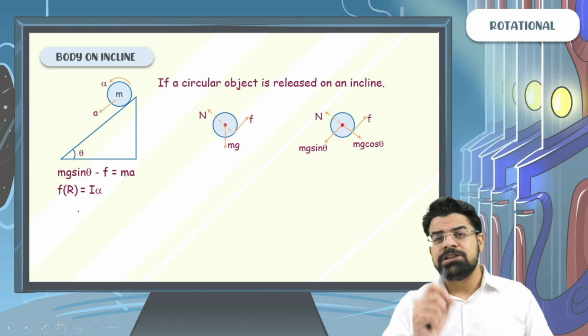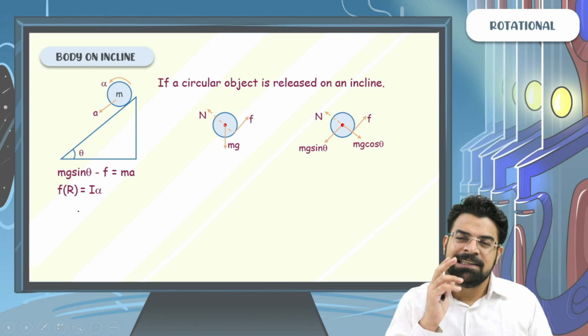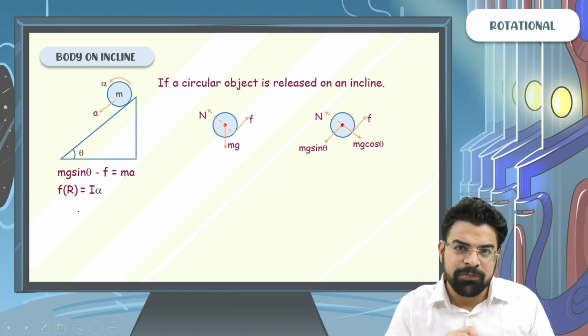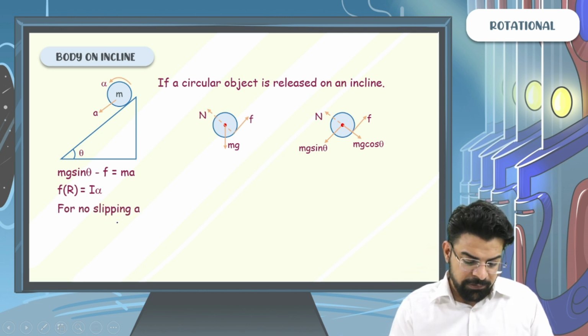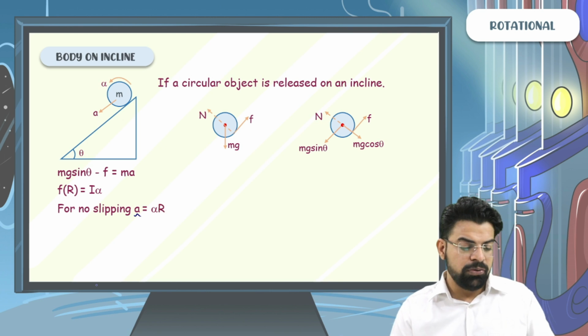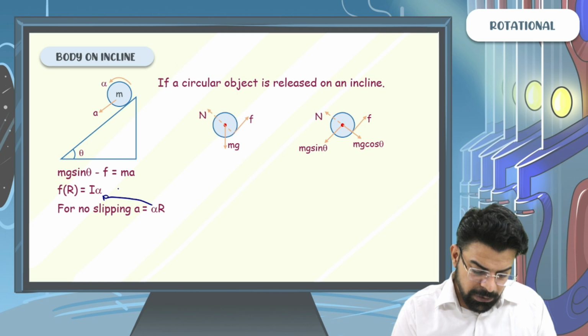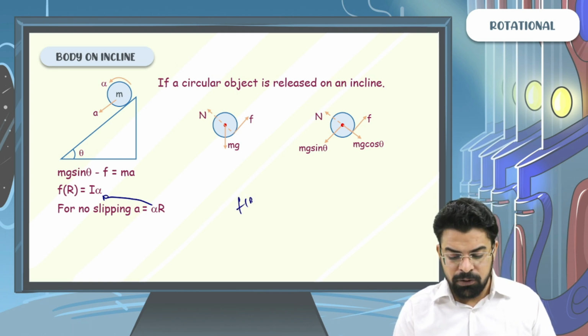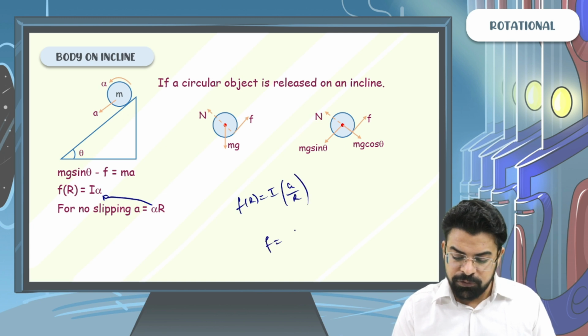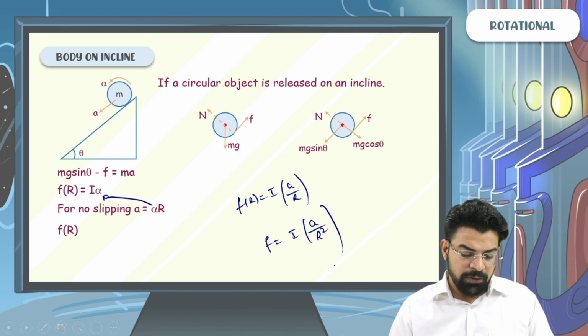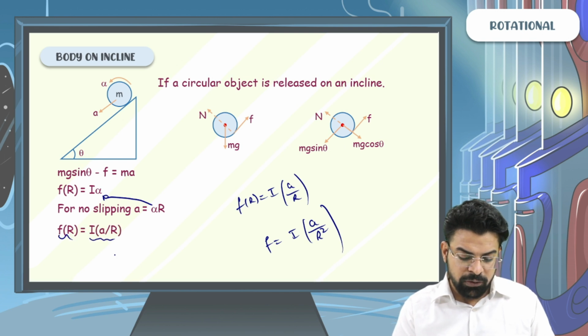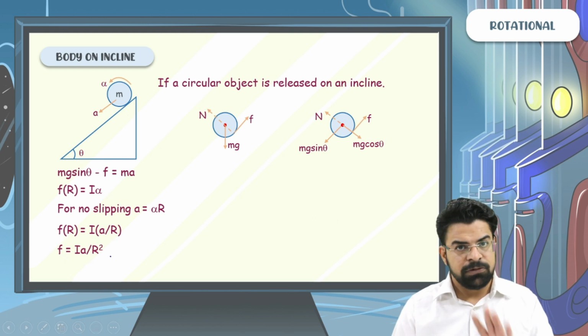And the last equation which we always make is the equation of no slipping. For the condition of no slipping, a has to equal αR. Substituting the value of α here, we can say that f·R = I·a/R, or the friction force acting equals I·a/R². This is okay.